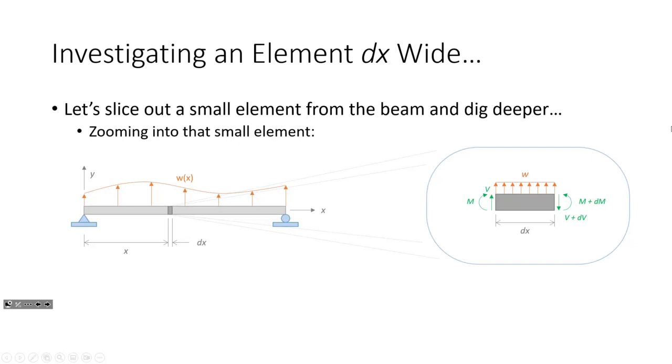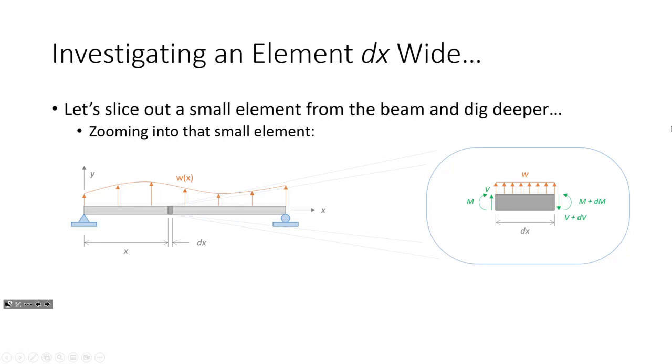So this is zooming into that element, and let's look at what's going on. Now, the load is variable along the beam, but we're talking about a very, very thin little element of the beam. And along that teeny, tiny width, I propose that we can treat that load as constant. It's a differentially small element, so we can just treat that as constant. Now, what I've got here on this element is my shear. So let's take a look at the shears.